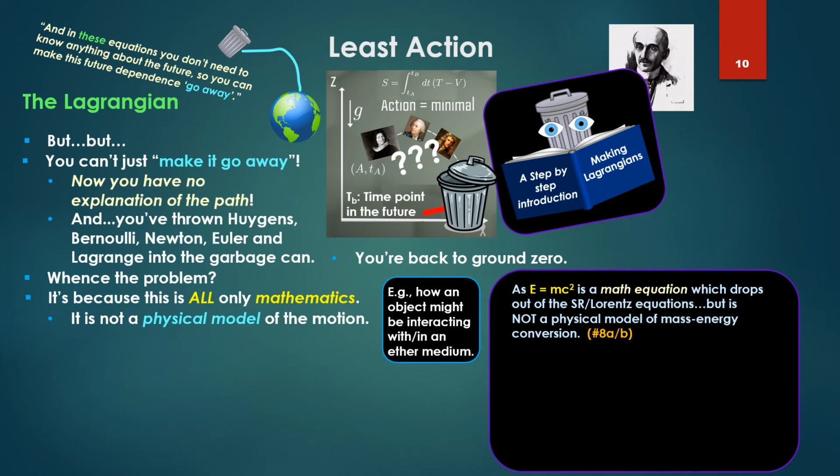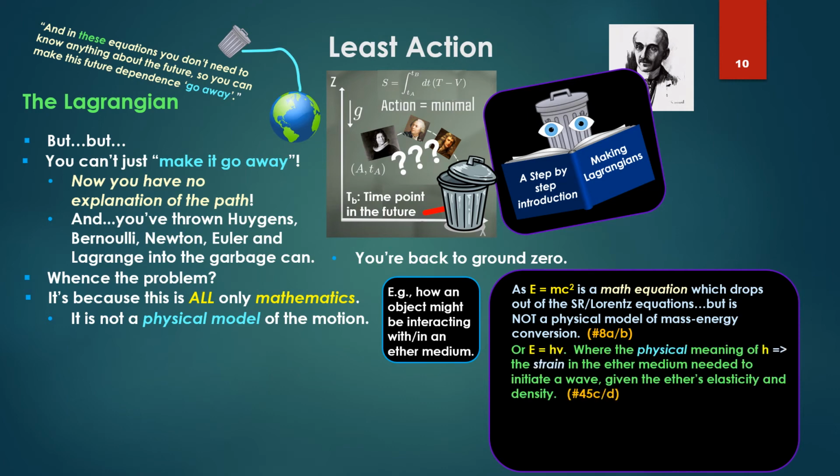Other examples of where we have the same problem. E equals mc squared. It's a math equation which drops out of the Lorentz equations of special relativity. Just a mathematical derivative, but it's not a physical model of mass energy conversion. Yes, it works. It describes something, predicts something, but it's not a model. Or E equals h nu. Again, assuming an ether, what's the meaning of h? The physical meaning then would be of h, the strain in the ether medium, the energy needed to impart to it, needed to initiate a wave, given the ether's elasticity and density.